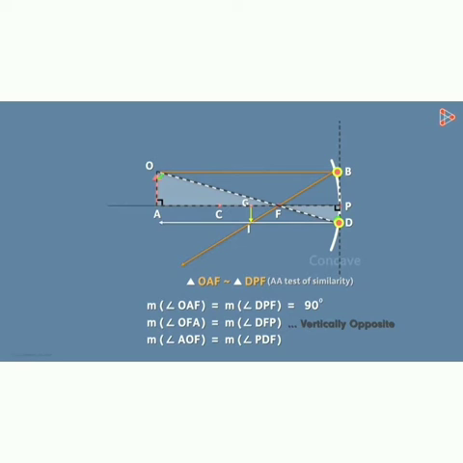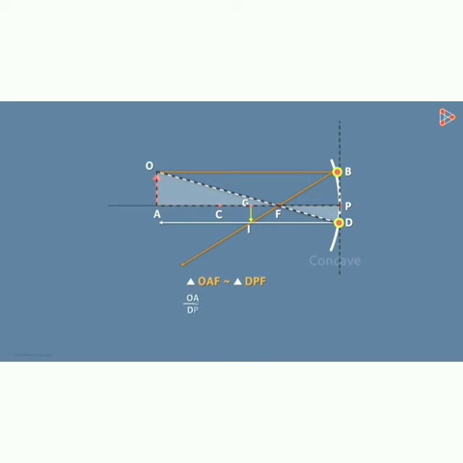Okay. Finally, we prove that triangle OAF and triangle DPF are similar, and hence the ratios of corresponding sides are also equal. Here OA divided by DP is equal to OF by PF is equal to OF by DF. For our convenience, let me consider these two ratios only: OA divided by DP is equal to AF by PF.